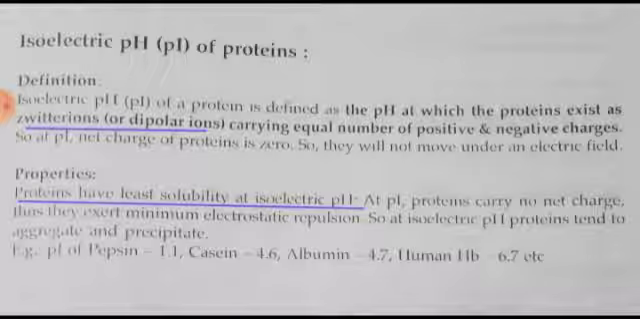The properties: proteins have least solubility at isoelectric pH. At isoelectric pH, proteins carry no net charge, and thus they exert minimum electrostatic repulsion. So there is less repulsion, meaning they are less soluble. So at isoelectric pH, proteins tend to aggregate and precipitate. A few examples of isoelectric pH of certain proteins are listed here. Isoelectric pH of pepsin is 1.1, casein is 4.6, albumin is 4.7, and human hemoglobin is 6.7, and so on.